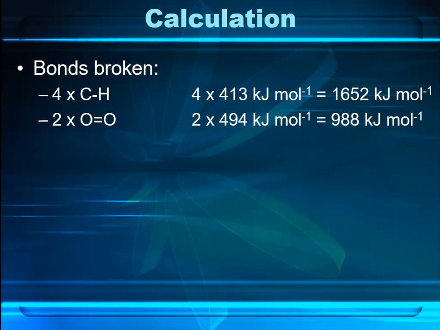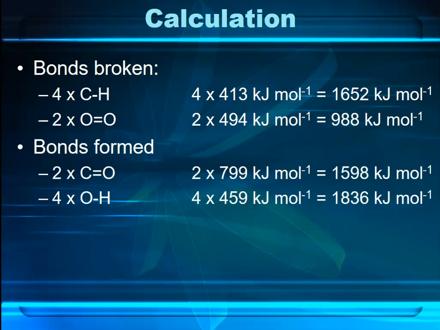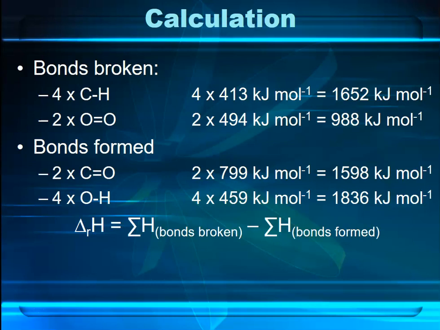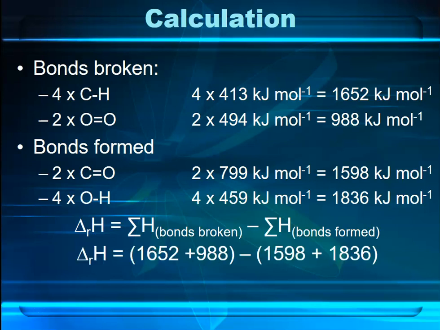So those are the bonds that are breaking. The bonds that are forming, we've got 2 carbon-oxygen double bonds, 4 oxygen-hydrogen bonds, so we can multiply those up. And you get your formula, put the numbers into it. Now you'll notice that I've got brackets. And the brackets are quite important, especially in the second bit.